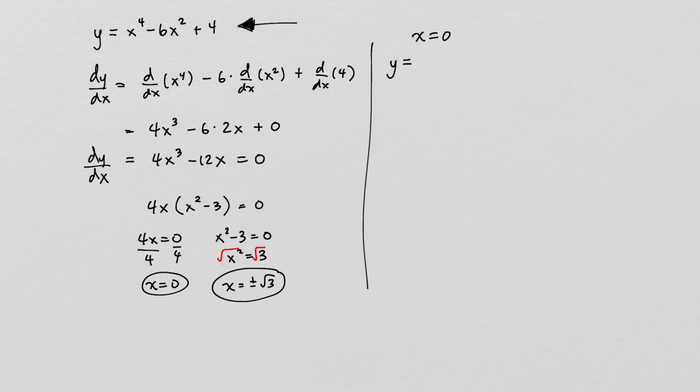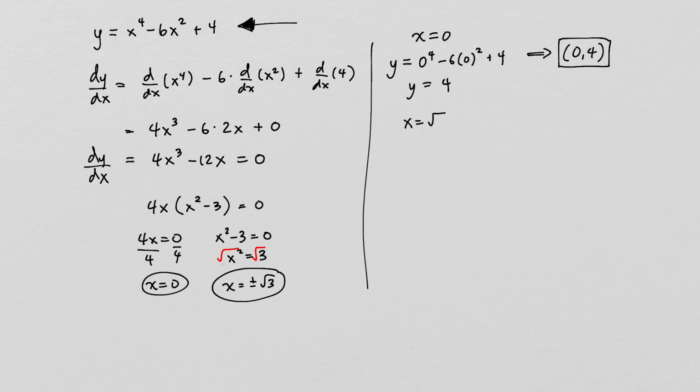So when x equals 0, we get y equals 0 to the fourth minus 6 times 0 squared plus 4, and this is y equals 4. So the first point on the curve where we have a horizontal tangent is the point 0, 4.